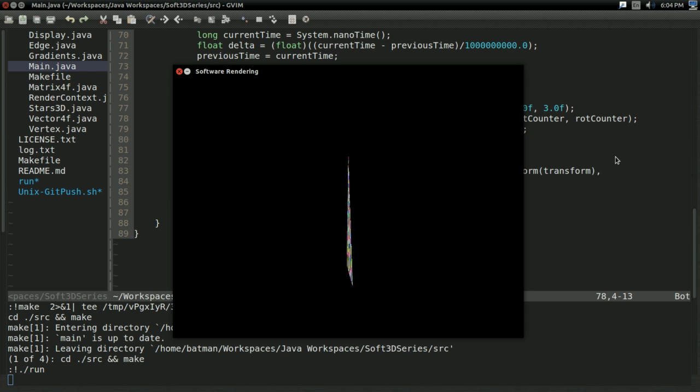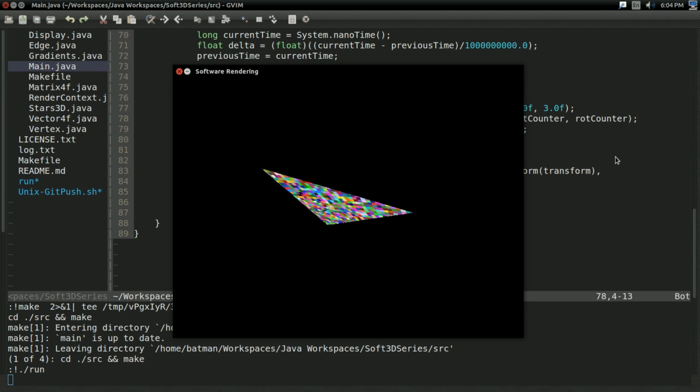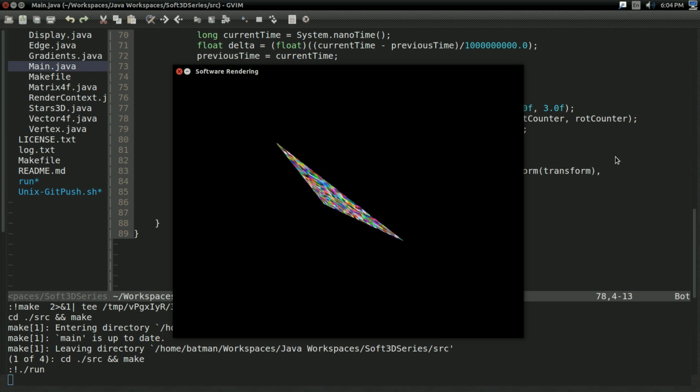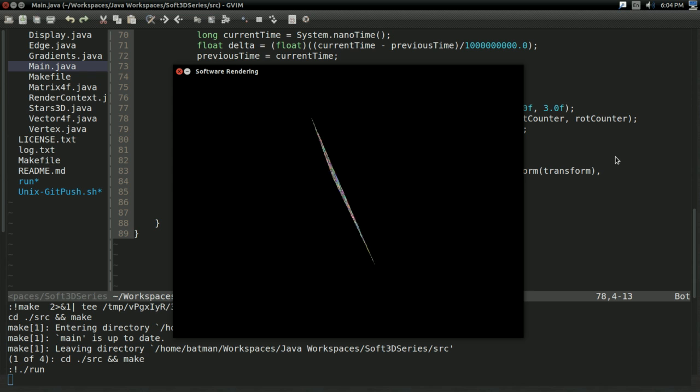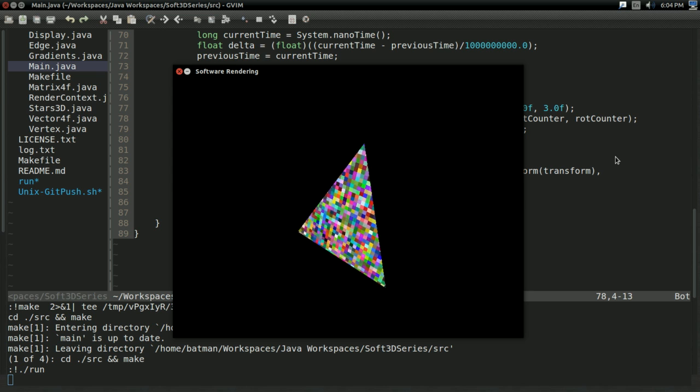So, that's great, but playing around with just one triangle's getting a little old, getting a little bit boring. How can we take our new texture mapped triangles and start really building a 3D world out of this? Find out next time on the 3D software rendering tutorial series.